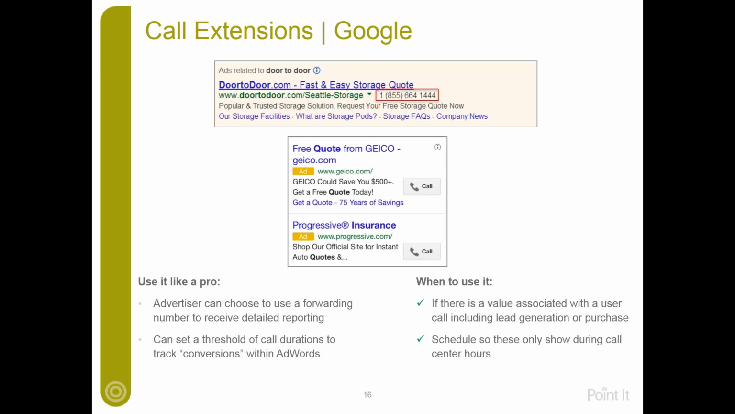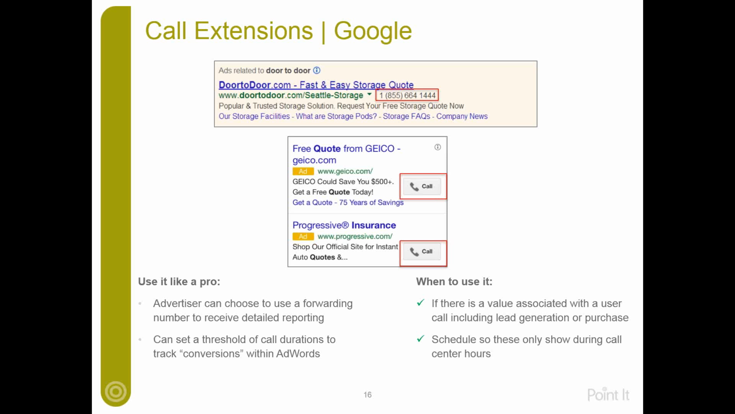For desktop, laptop, and tablet searchers, the extension will show as a phone number within the ad text. For mobile users, an icon will appear within the ad that allows a user to click to call. To use these call extensions like a pro, first determine whether there is a value associated with a user calling your business. If you're generating leads or completing sales over the phone, these are for you. If you prefer not to pay to direct extraneous traffic to a customer service line, you may not want to opt into this extension.